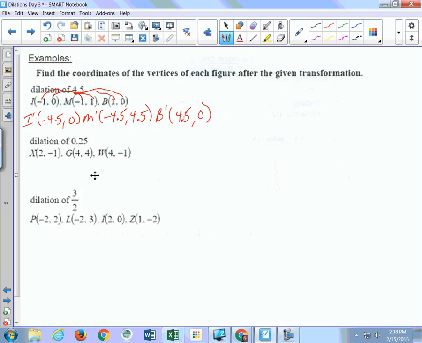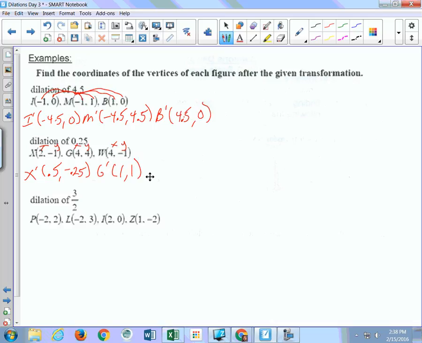Okay. So the next one, we have a reduction. We'll take 0.25, multiply times every x and y in the problem. So 0.25 times 2 is 0.5. 0.25 times negative 1 is negative 0.25. G prime, 0.25 times 4 is 1. And then times 4 again is 1.